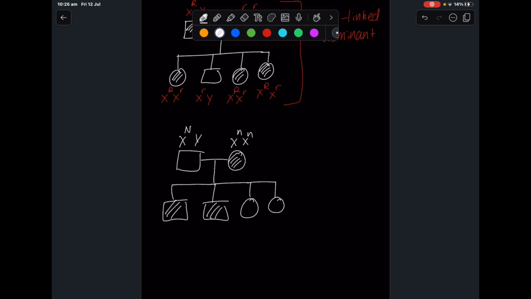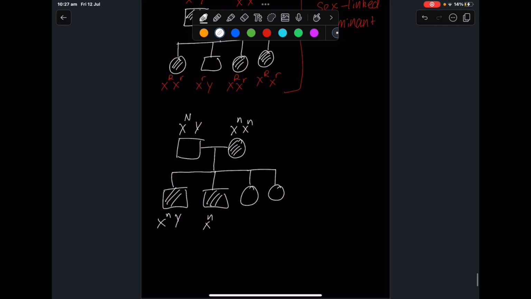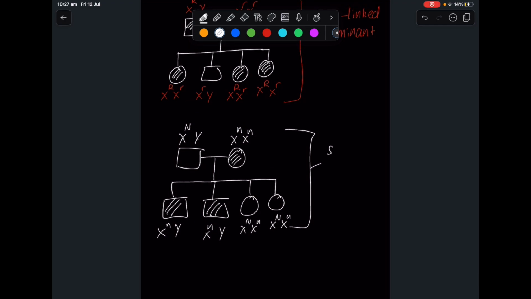And then all of her sons will be colorblind because they have to inherit that colorblindness from mom. There's only one set of genes to inherit from her, and they'd have to inherit Y from dad. And the daughters would inherit this here, and they'll be fine. So if you have a mom or a female with all affected males, that suggests that this is sex-linked recessive, or a sex-linked recessive trait.